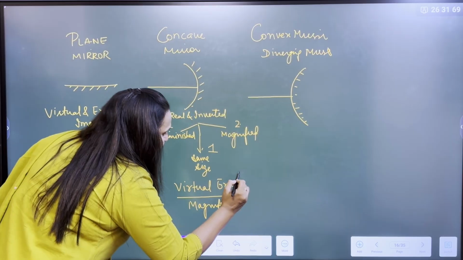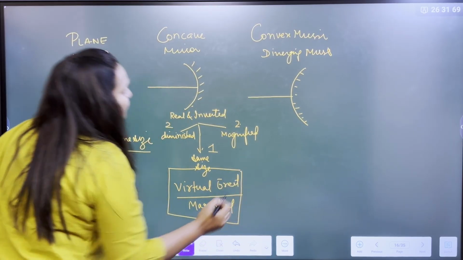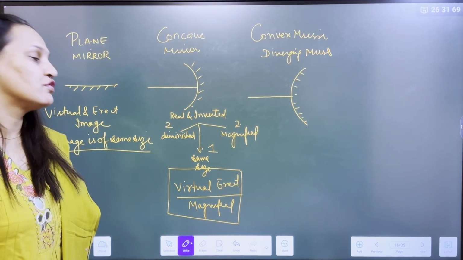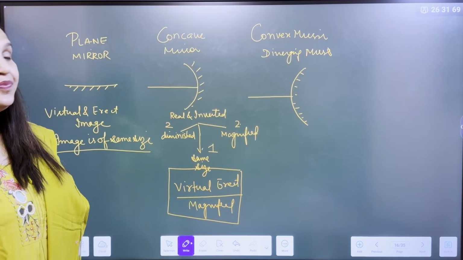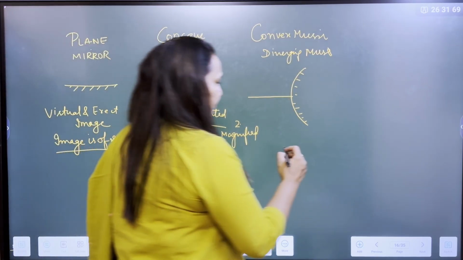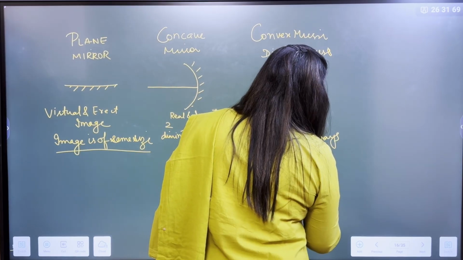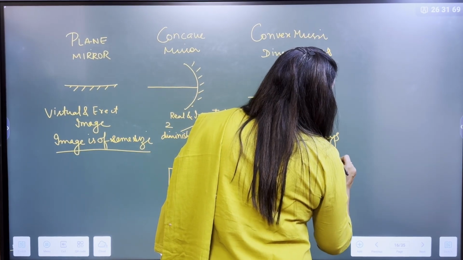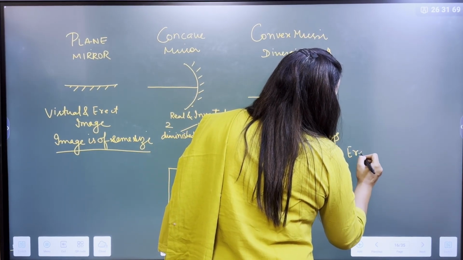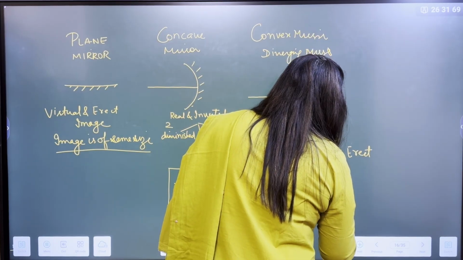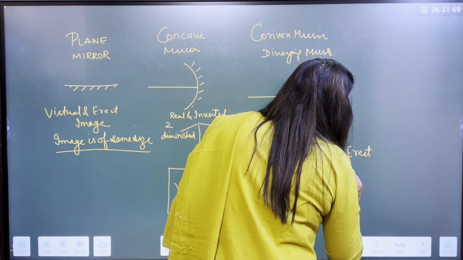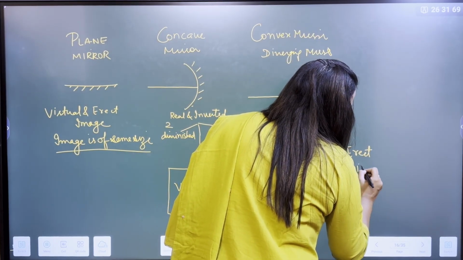So in a plane mirror, it is same size. In a concave mirror, it is virtual, erect and magnified. What about the convex mirror? Always virtual, erect and diminished.